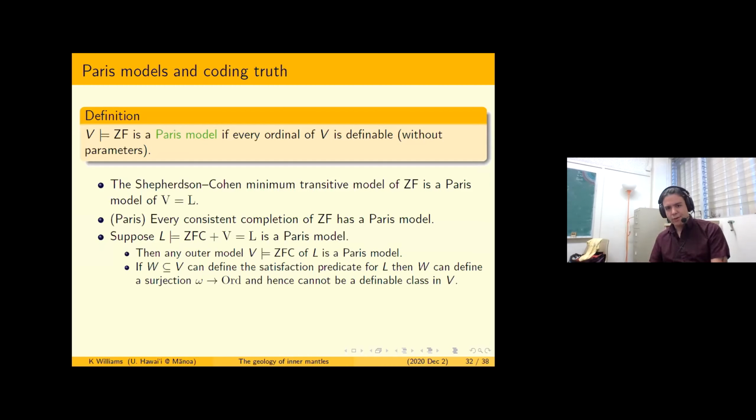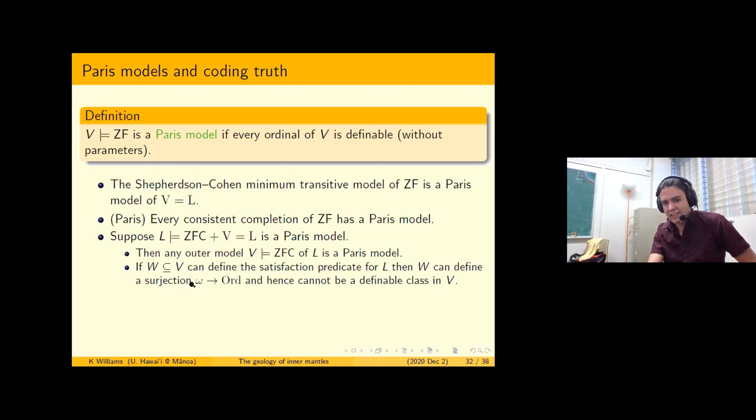And the other thing let's notice is that if you could define the satisfaction predicate for L, then that's going to give you a surjection from omega onto the ordinals, because you just take the kth formula and map it to the ordinal defined by that formula. You can do this mapping because the satisfaction predicate is definable. So if your outer model can define the satisfaction predicate for L, then you're going to get this bad failure of replacement, so it couldn't be a definable class.